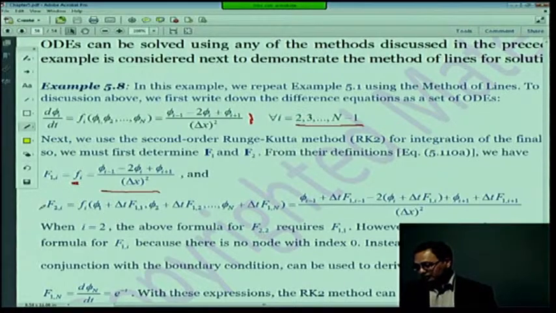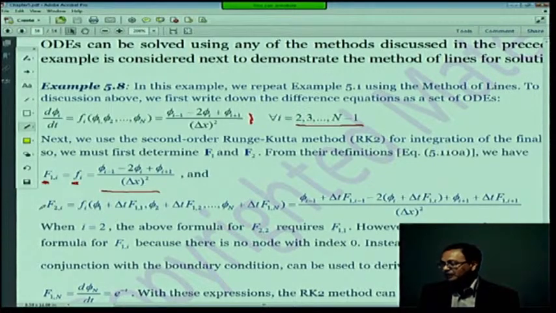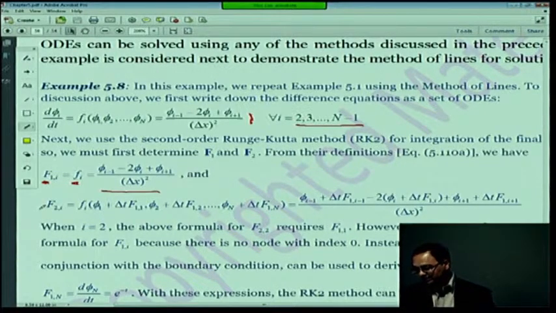And then I have, this is my capital F1. Remember, my capital F1 was just f_i. Actually, in my notes, I had defined it as f_i times delta t. So it's actually this times delta t, and then F2 is defined as that.